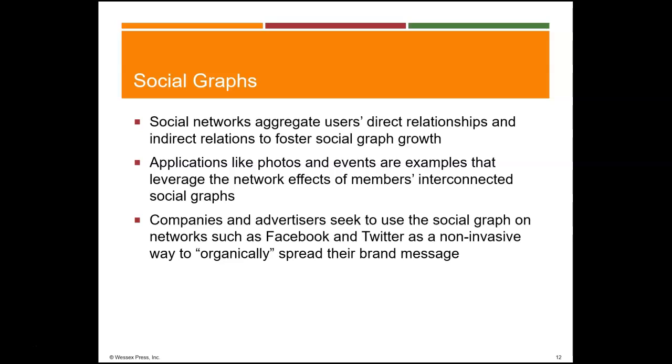Social graphs. The social graph maps our direct and indirect connections to foster social graph growth. Applications like photos and events are examples that leverage the network effects of members' interconnected social graphs. Companies and advertisers seek to use the social graph on networks such as Facebook and Twitter, now known as X, as a non-invasive way to organically spread their brand message, like I just said.